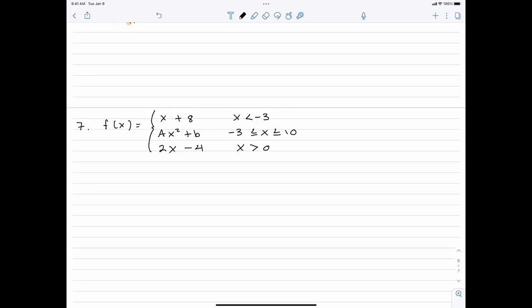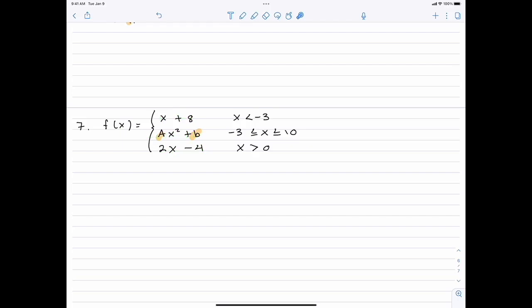Okay, let's look at number 7. The question is, what are the values of a and b? What are these values that would make this function continuous everywhere? So this is a line that's continuous everywhere. This is a line that's continuous everywhere. This is a quadratic that's continuous everywhere.